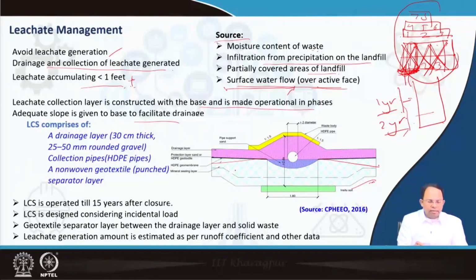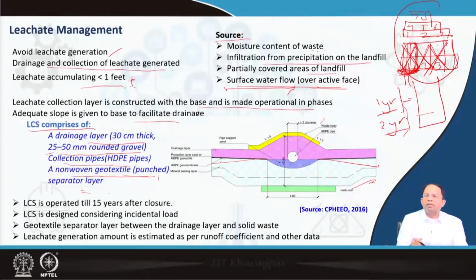And as you can see, this LCS comprises a drainage layer 30 centimeter thick, 25 to 50 millimeter grounded gravel. Again, these values, you can use C&D waste also to a certain extent, but better to use gravel. Then collection pipes, HDPE pipes inside, and a non-woven geotextile punch separator layer. So that means between the waste and the drainage layer there is a non-woven geotextile punch separator layer, punched because it allows flowing of water inside, right? Now you have to understand this.